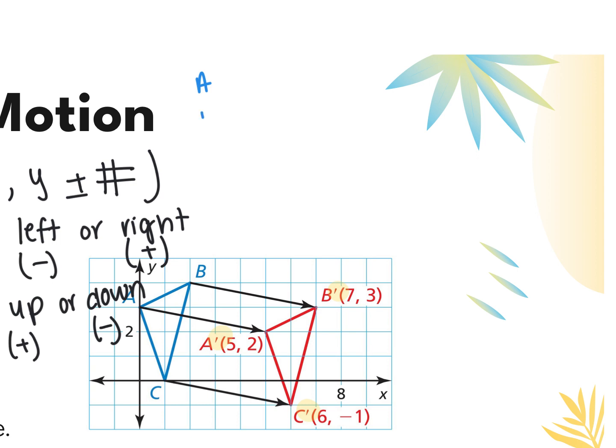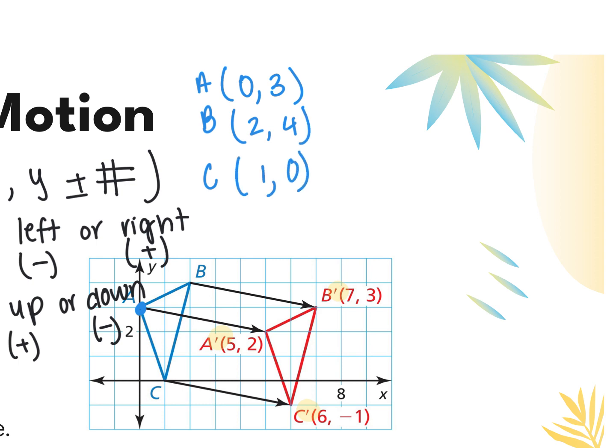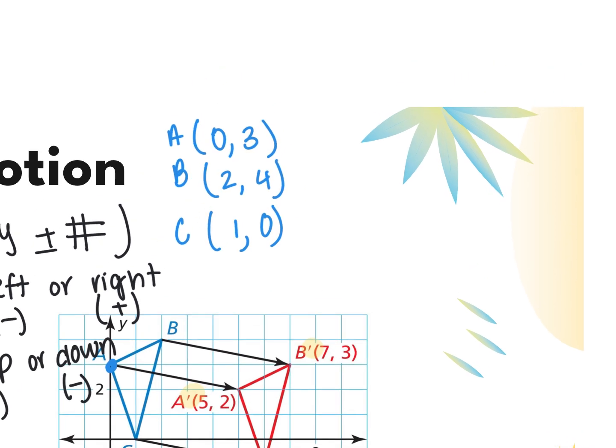I have A, B, and C. I need to figure out my coordinates for A. Does anybody know how to find the coordinates for A? A is this point right here. This is going to be 0, 3. Can somebody tell me the coordinates for B? 2, 4. Good. 2, 4. And what about C? 1, 0. All right. Those are my original coordinates. I need to figure out the rule. When you're finding the rule, you're starting with your X and your Y, and you're making some sort of change.